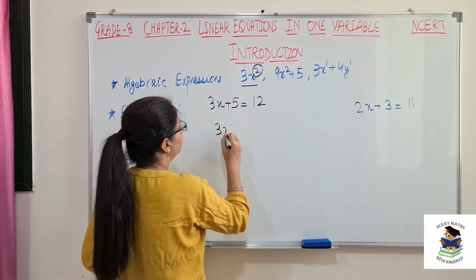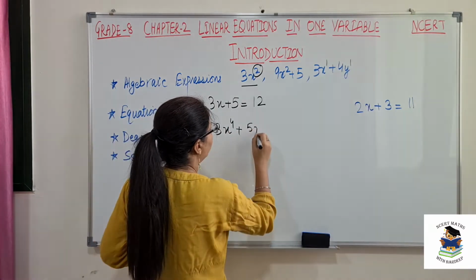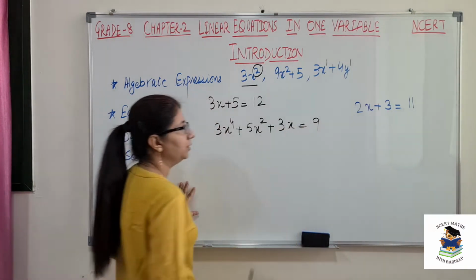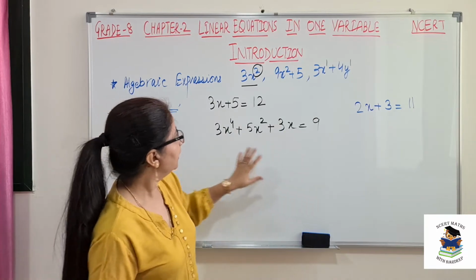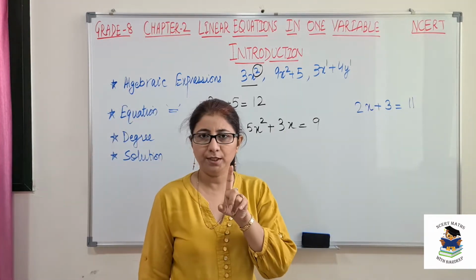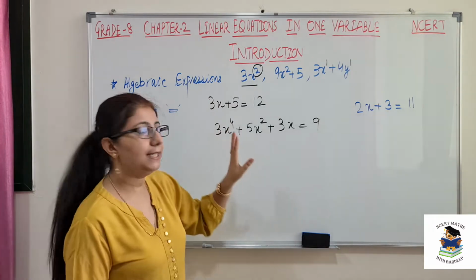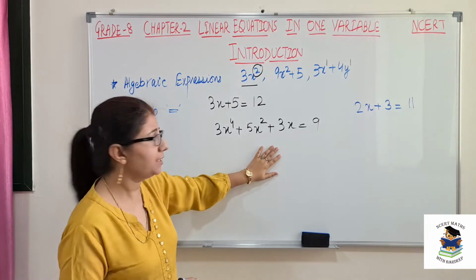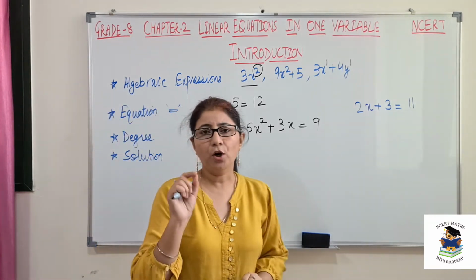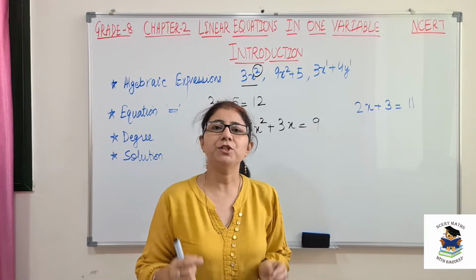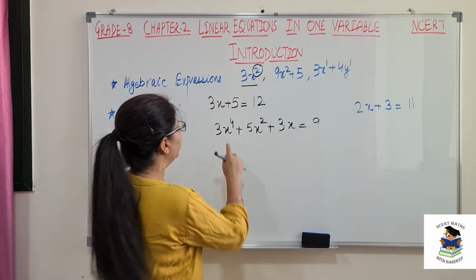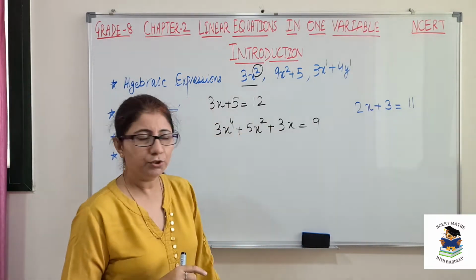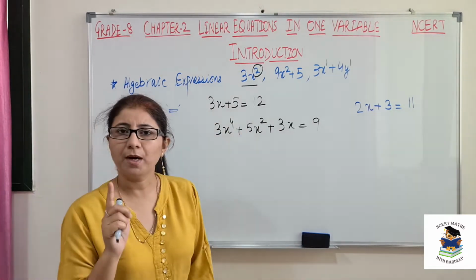Suppose I am writing 3x to the power 4 plus 5x square plus 3x equals 9. We will see here that this equation has only one variable. So we will check what is the degree of this equation. To find the degree, we will find the power of each term and see which is the highest power. Here x has power 4, for this term x has power 2 and for this term x has power 1.